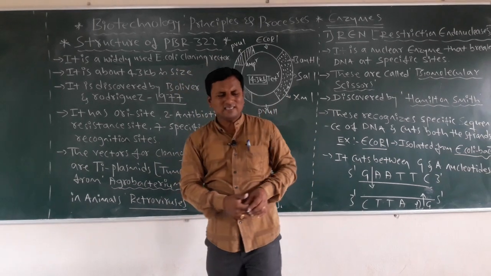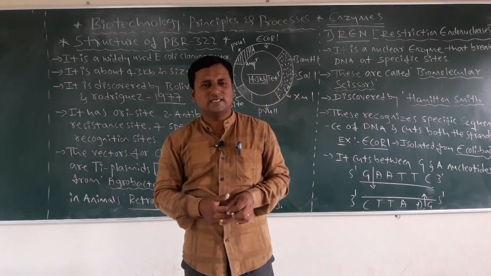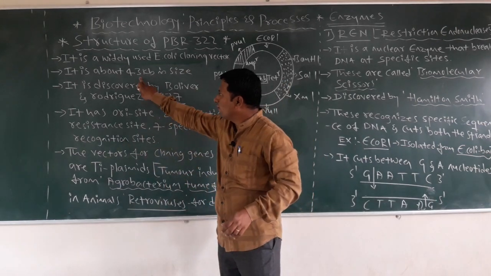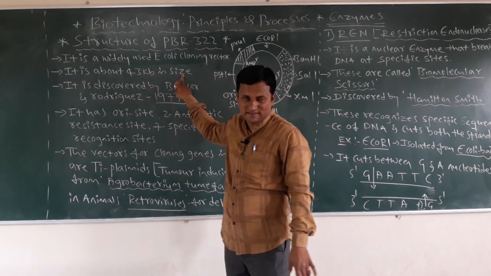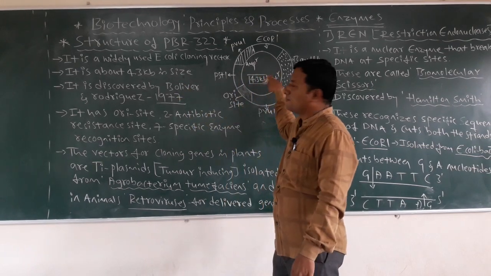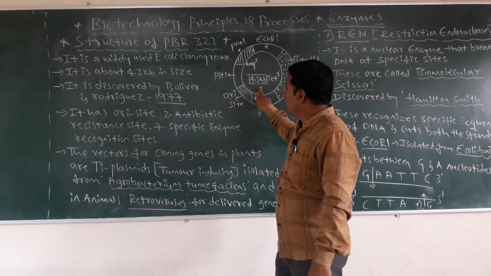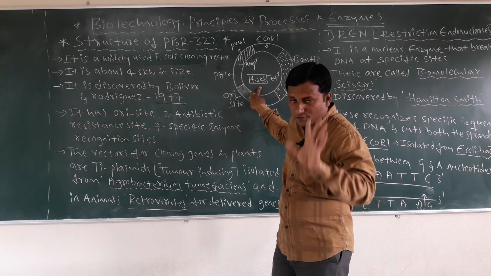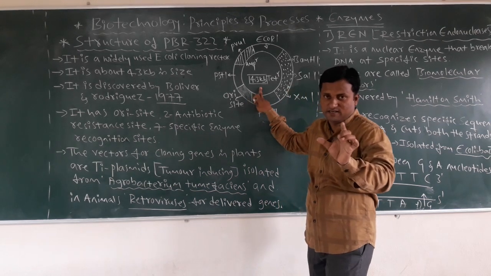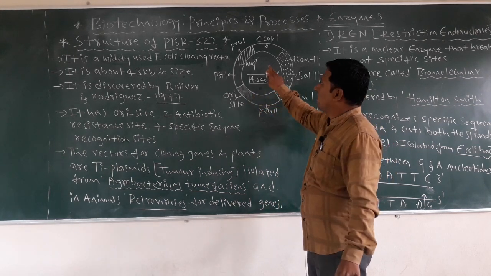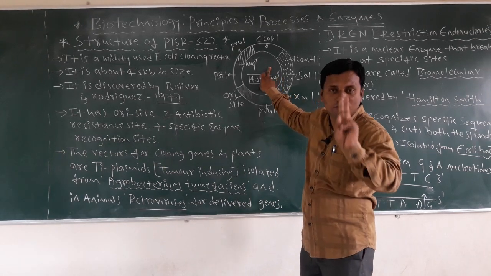Next, what is the size of this plasmid? It is only about 4.3 kb in size. You must remember the diagram of this one. The diagram of this one is asked as a 2-mark question.